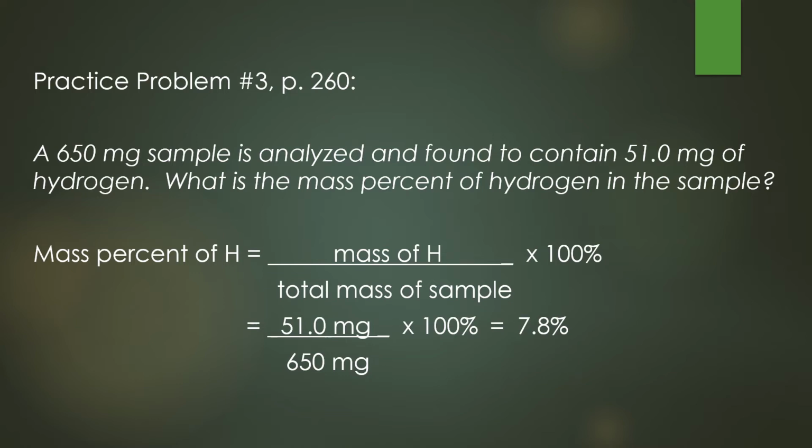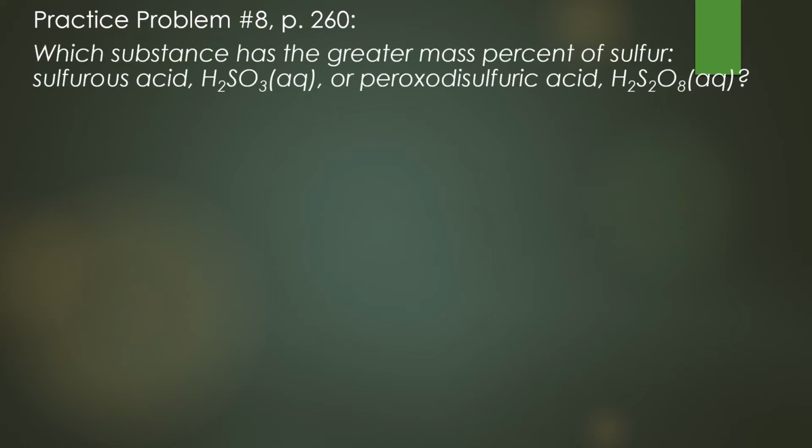And we'll look at one more practice problem, a little bit more involved just because it involves the comparison of 2 compounds, and it is stated as, which substance has the greater mass percent of sulfur? Sulfurous acid, H2SO3, or peroxydisulfuric acid, H2S2O8. If you look at that, can you figure out or guess what you think the answer would be?